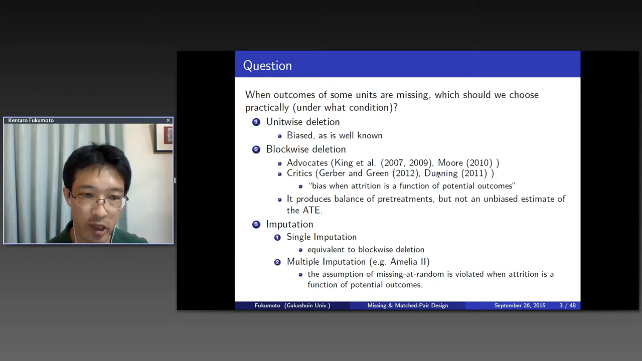The third estimator is imputation, and there are two versions. The first one is single imputation, and the other is multiple imputation, such as Amelia. But again, here is a problem, because the assumption of missing at random is violated when attrition is a function of potential outcomes.